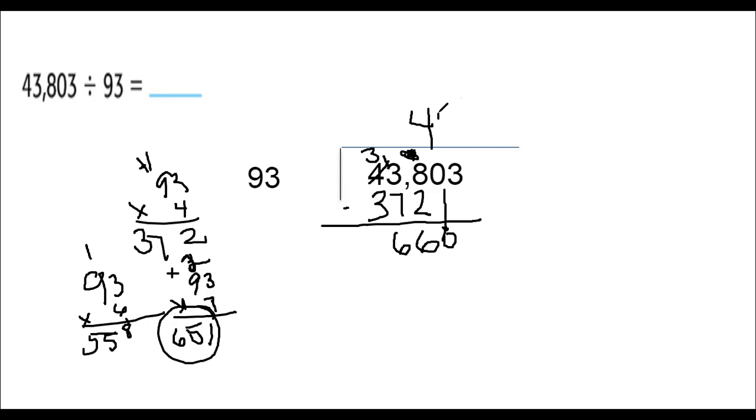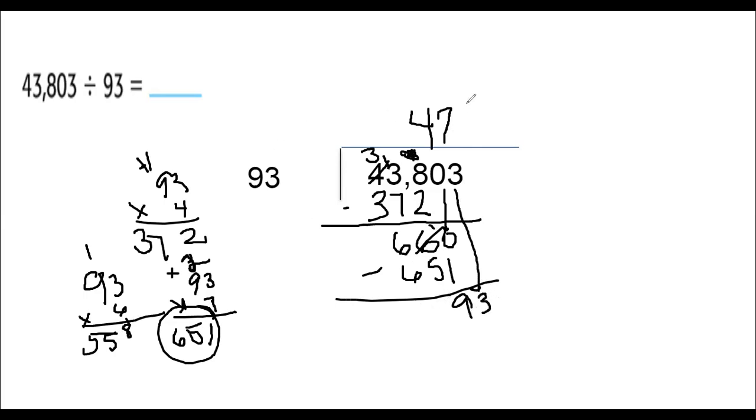So I'm going to put the 7 over the tens place. 93 times 7 is 651. I'm going to do my subtraction by regrouping. 10 minus 1 is 9. I'm going to bring down the 3. It doesn't look like a line because of my writing on the board, but it's okay.